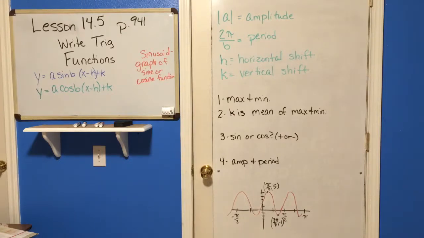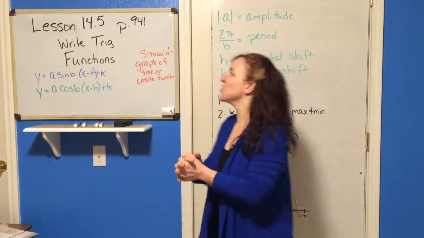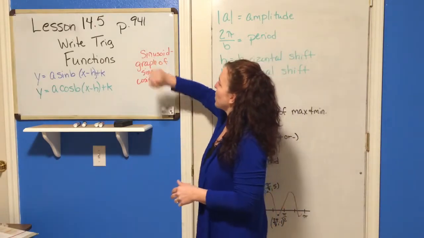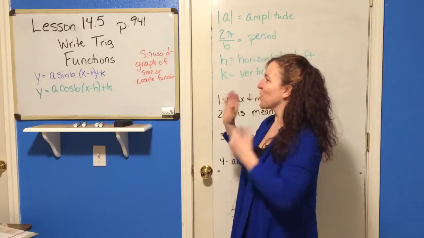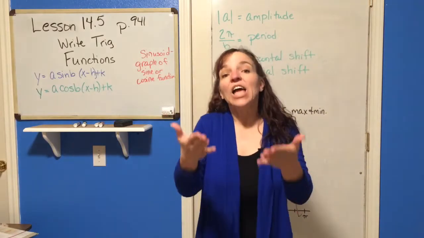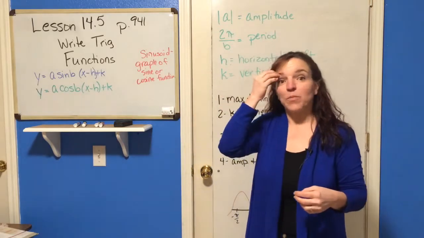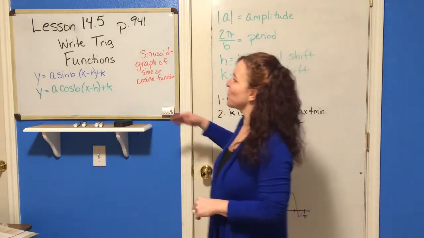Section 14.5, writing trig functions from the graph. All right, so the first is a vocabulary word. Sinusoid is the graph of a sine or cosine function. So if I give you a sinusoid, can you write the function? Can you write out the equation that represents it? That's what you're going to be able to do.